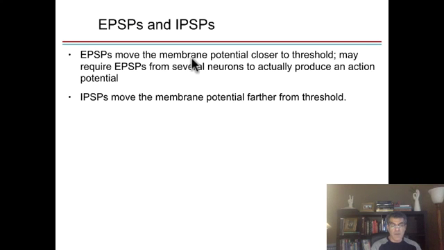EPSP is going to move the membrane potential toward the threshold. IPSP is going to move the membrane potential away from threshold. EPSP is going to make it easier to stimulate the cell. IPSP is going to make it more difficult to stimulate the cell.